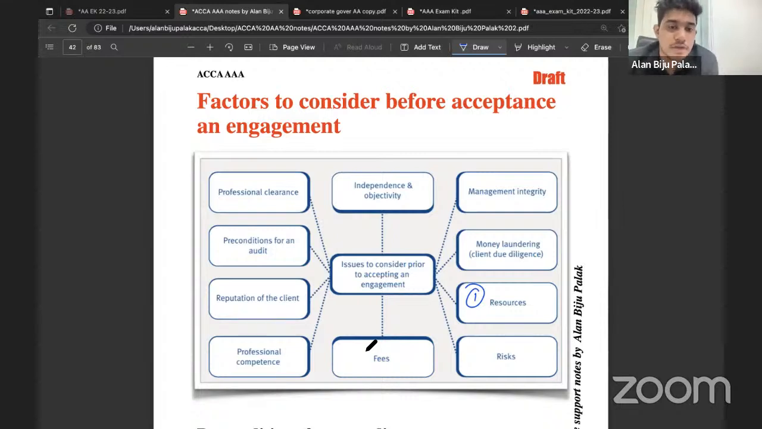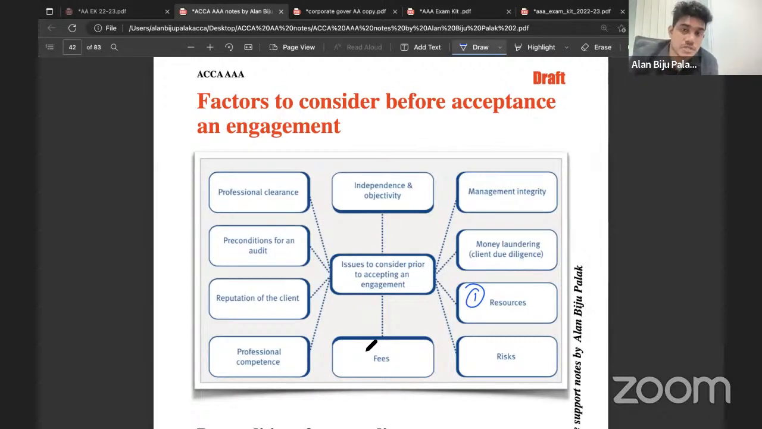Then the auditor should also convey the preconditions for the audit and professional clearance. We have already studied the preconditions, whereby the auditor needs to consider whether the client is using an appropriate applicable financial reporting framework, whether the client company will provide us with access to all information, additional information, and unrestricted access to the persons within their entity. And we should also consider whether the client can maintain adequate internal control for maintaining accuracy over the company's financial records. So if these are there, then only we should consider accepting the engagement.